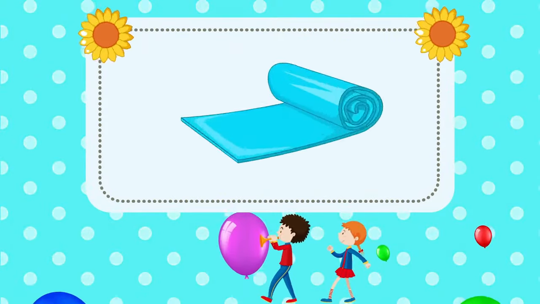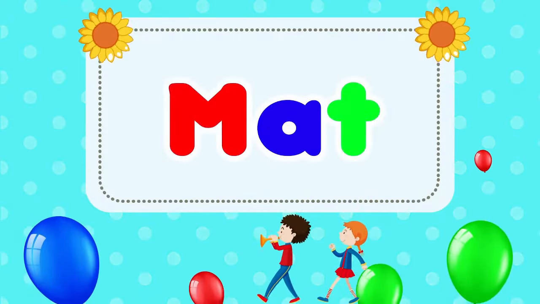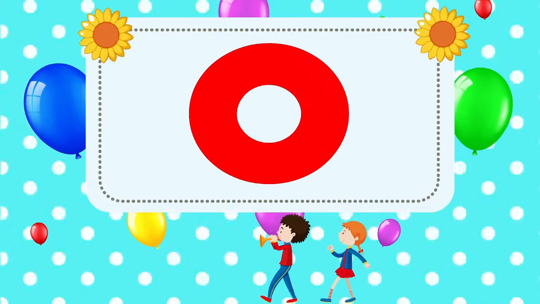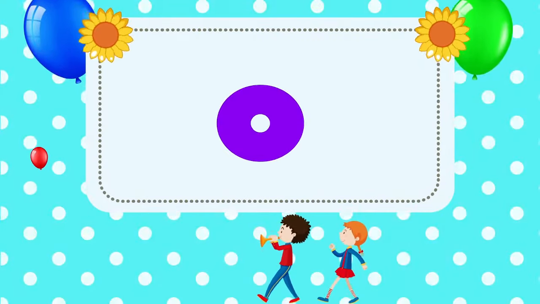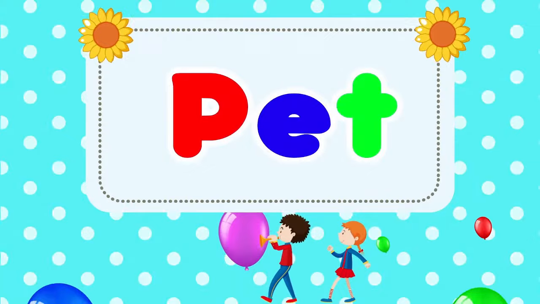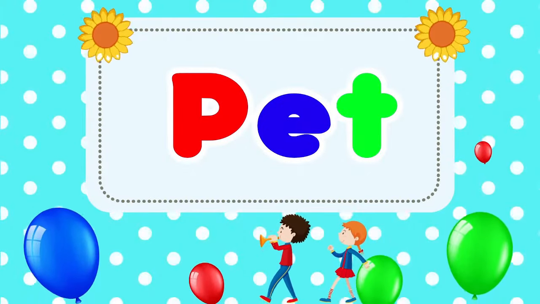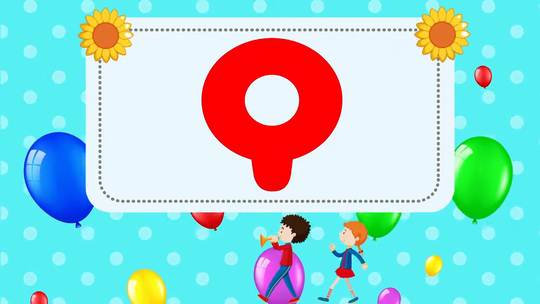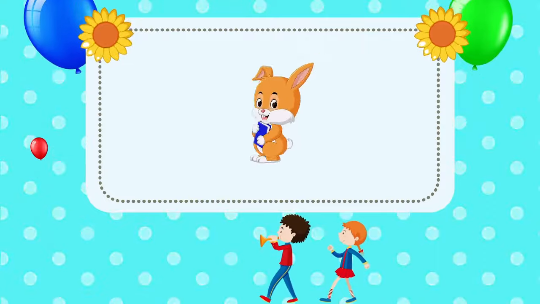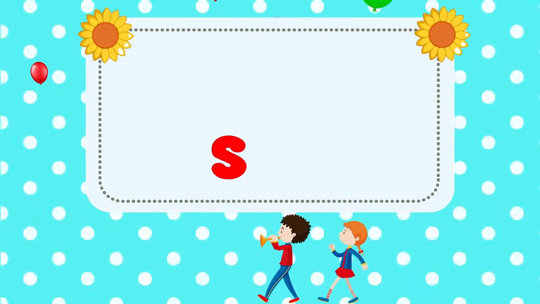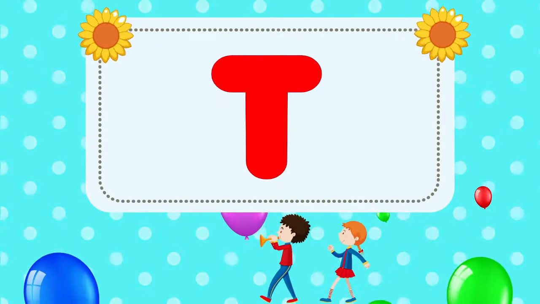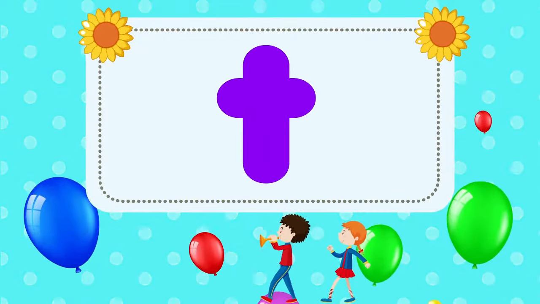M is for mat, m, m, mat. N is for net, n, n, net. O is for orange, o, o, orange. P is for pet, p, p, pet. Q is for queen, k, k, queen. R is for rabbit, r, r, rabbit. S is for sun, s, s, sun. T is for toad, t, t, toad.